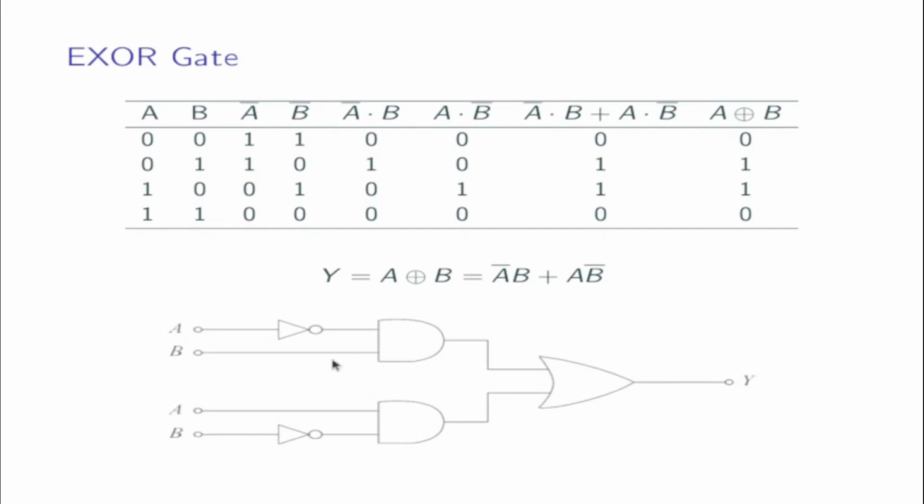So this is one of the circuit diagrams of the exclusive OR gate. A bar, so the NOT gate, and B. So the output is A bar B. Here is A, and the output is A B bar. The OR gate adds both the inputs, so the output is A bar B plus A B bar.